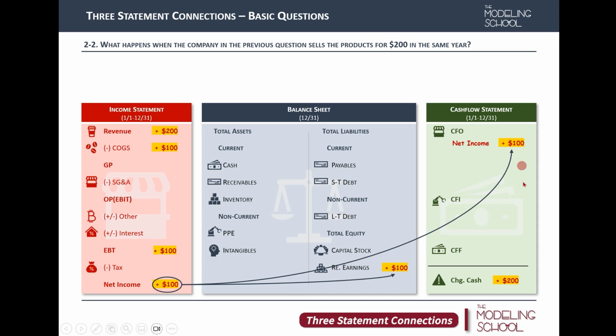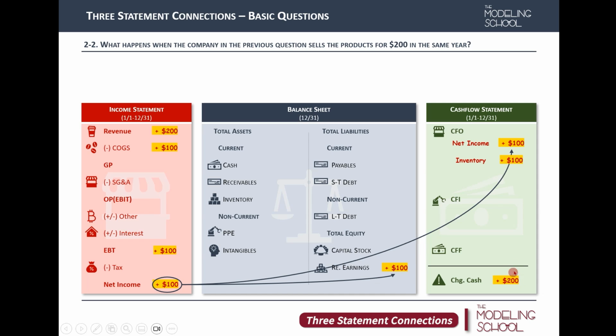We start from 100, it ends at 200. We need some kind of adjustment. Where are we going to make that adjustment? Is it a difference from operations, investing, or financing? Is it a difference from operations? So we technically write decrease in inventory. And because of the decrease in assets, it's an inflow of cash flow. So a $100 inflow of cash flow adjustment is going to be made, and the cash flow statement now equals.